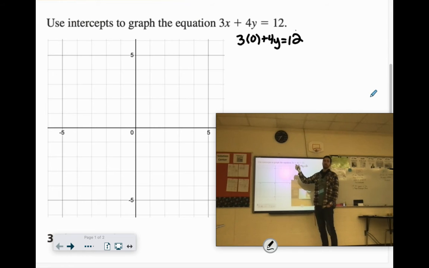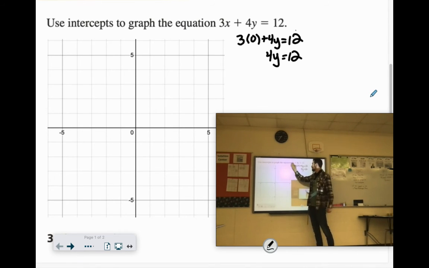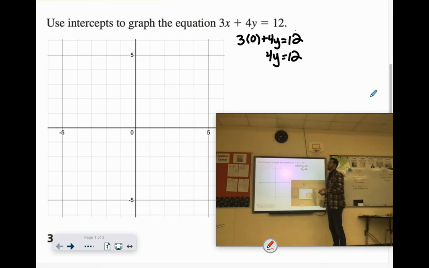Now, what is 0 times anything? 0. So this just cancels out, so you're left with just 4y equals 12. So hillbilly Mr. Plant would just say, cover up the x's and write what's left. You're left with 4y equals 12. You're going to eventually solve that, but you're also going to set up a second equation to figure out the x-intercept. You're going to substitute in 0 for y, aka cover up the y's and write what's left. 3x equals 12.